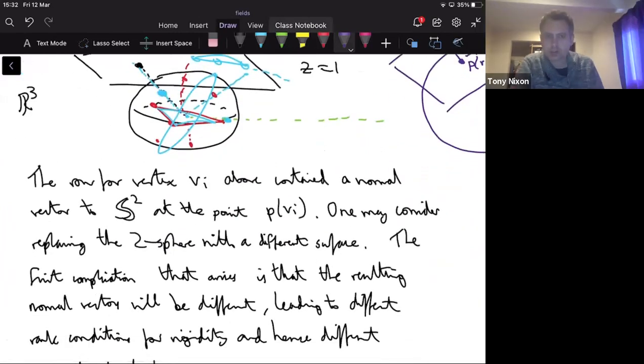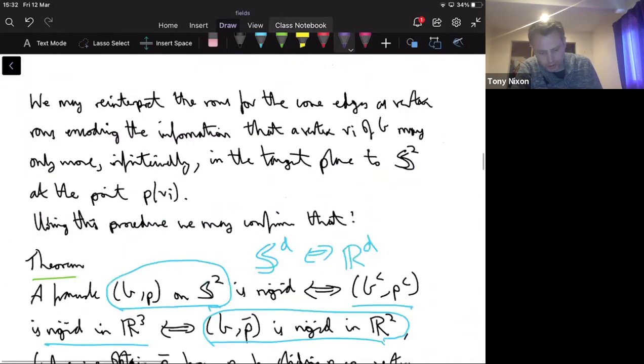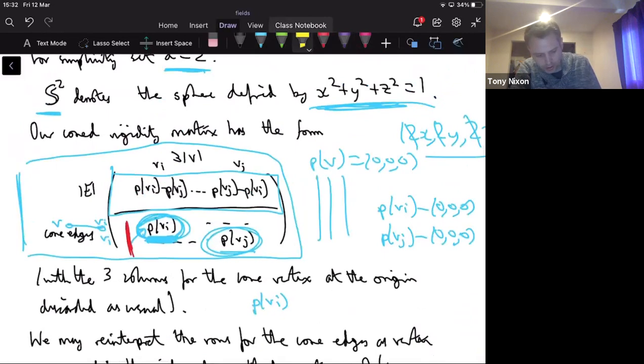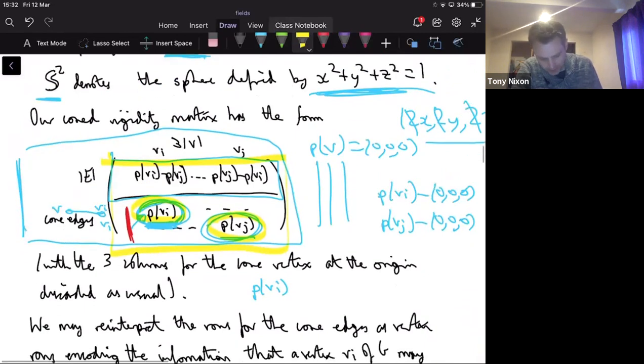Okay, that question's really well timed, because it brings me to exactly what I want to talk about briefly: there's not necessarily anything hugely special about the sphere. We could replace the sphere with a different surface, and then we'll have a rigidity matrix like this one, but we would replace these entries, which were the normal vectors to the sphere at the point, with different normal vectors depending on what surface we picked. And these entries were exactly the ones that made the rank of the rigidity matrix exactly what we wanted.